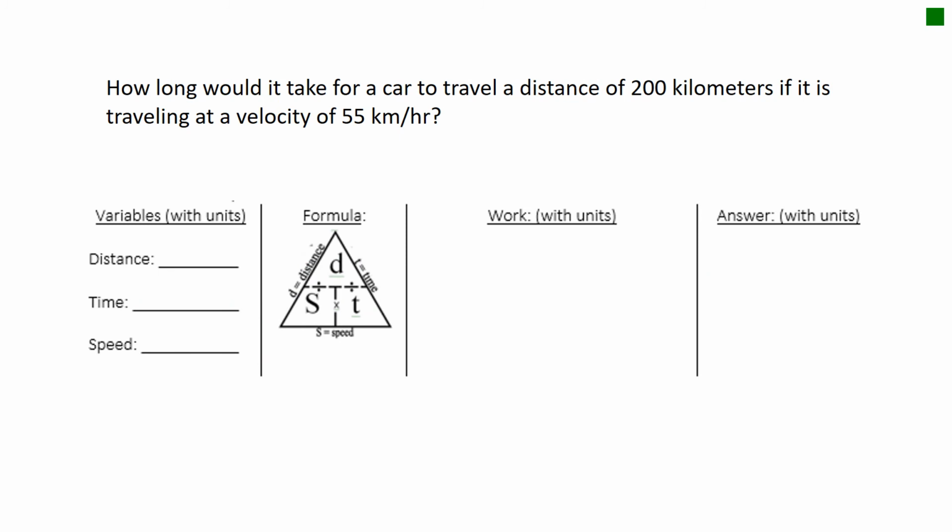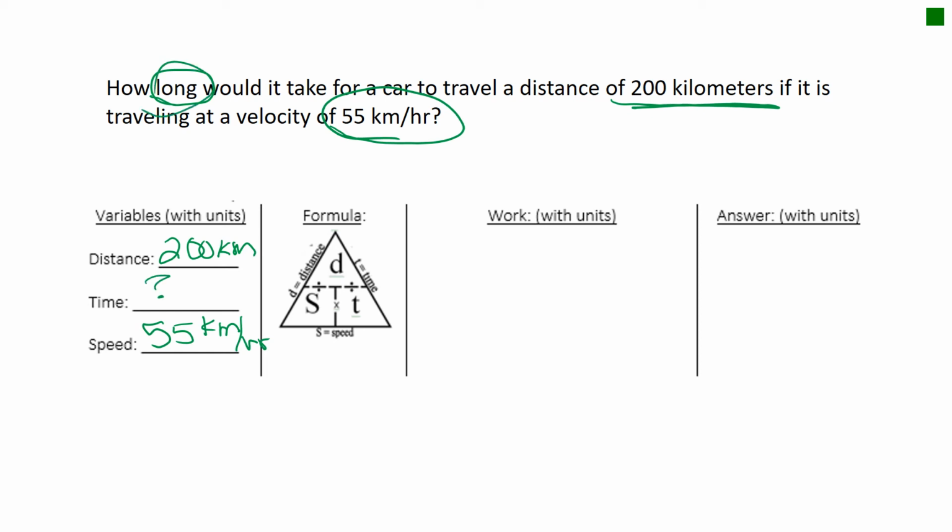Try the third one. How long, so I don't know if that's time or distance, so we're going to figure out in a second. Would it take for a car to travel a distance of 200 kilometers? Well, I know that's distance, so I'm going to write 200 kilometers. If it is traveling at a velocity or a speed of 55 kilometers per hour, so I'm going to write 55. Once again, write down your units of kilometers per hour. I am asking for time, because that's how long. That makes sense, so I'm going to cover up my time. What does it tell you to do? Take your distance, which is 200 kilometers, and divide it by my speed. Notice that they are on top of one another. That shows division. It also shows division right here. So I'm going to divide by my speed, which is 55 kilometers per hour.